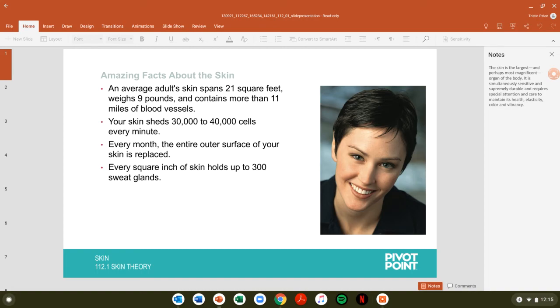of blood vessels. Your skin also sheds 30,000 to 40,000 cells every minute. Every month, the entire outer surface of your skin is replaced, and every square inch of your skin holds up to 300 sweat glands.